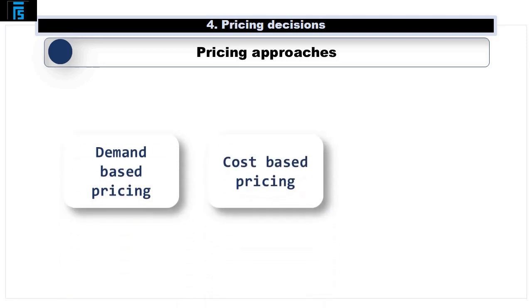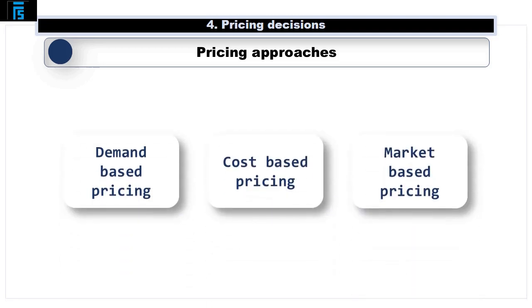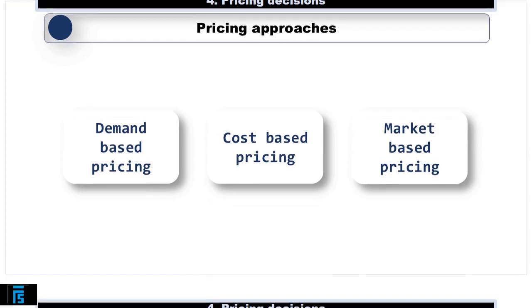In this session, we are going to consider the different ways in which a business can price its products or services. There are three main approaches to pricing: demand-based pricing, cost-based pricing and market-based pricing, and we will deal with each in turn throughout this video. We will also consider other influences and factors that need to be considered when making pricing decisions.